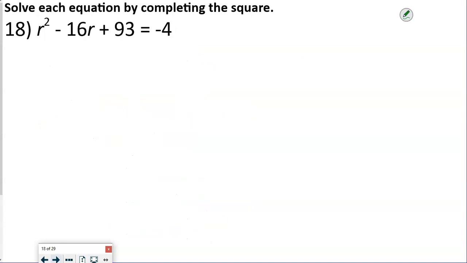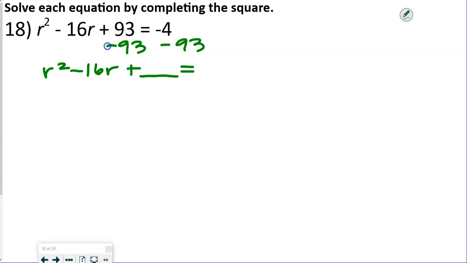All right, on the next one, same thing. Going to subtract 93 from both sides. So that's going to give me r squared minus 16r plus blank equals, we're going to get negative 33 over here. No, sorry, negative 97. I don't know what I was thinking there, y'all. Negative 97 plus blank again.